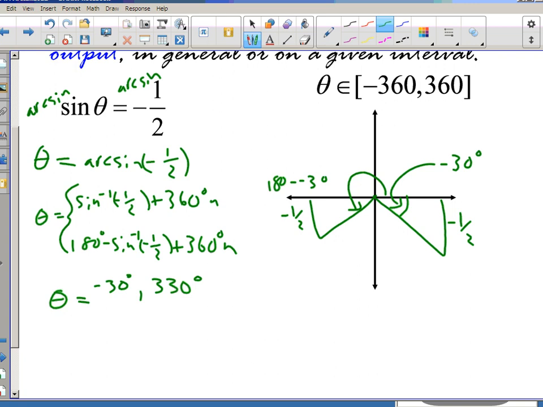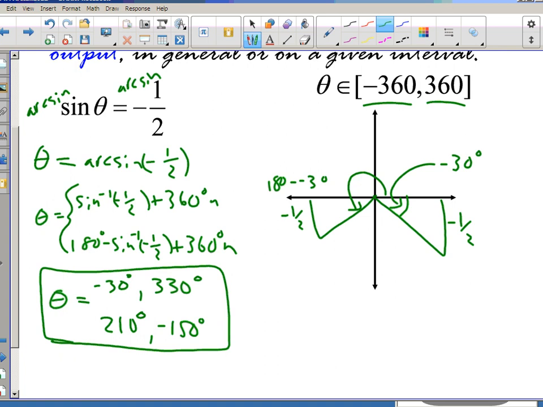If I subtracted from negative 30, I wouldn't be within this domain down to negative 360. I'd get beyond that. So there are two values, and then I do 210. That one's in my interval. If I added 360, I'd get beyond my positive 360. So I'll subtract 360 and get negative 150. And there's my solution to this problem.